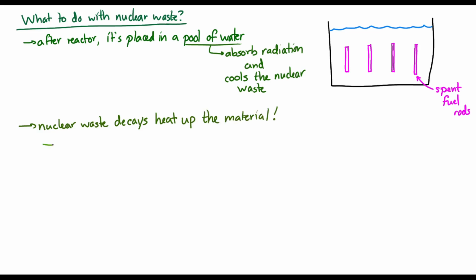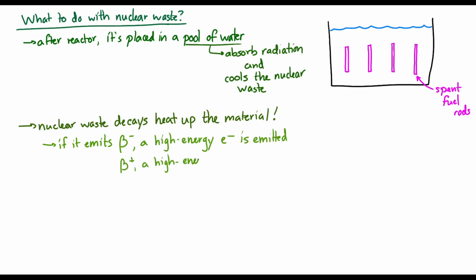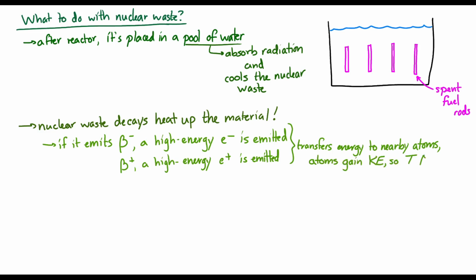If we emit beta radiation, for example, that means a high energy either electron or positron is being emitted, and that high energy electron or positron is going to deliver some of its energy to the surrounding atoms. That will give them kinetic energy, which means that their temperature will increase. So the pool of water gives it a chance to cool down and also for the water to absorb some of the radiation that's being emitted.